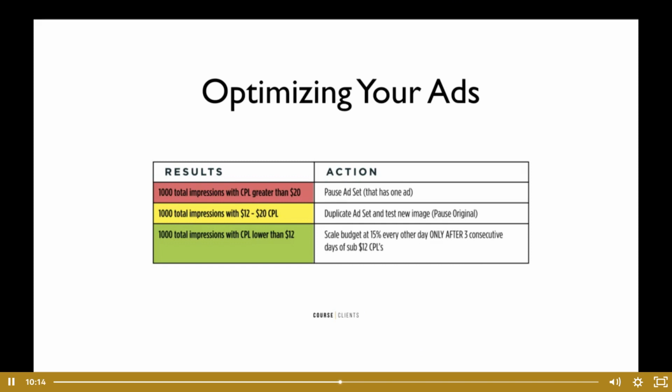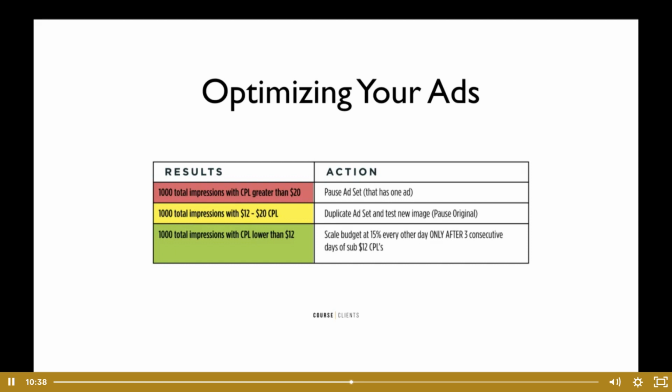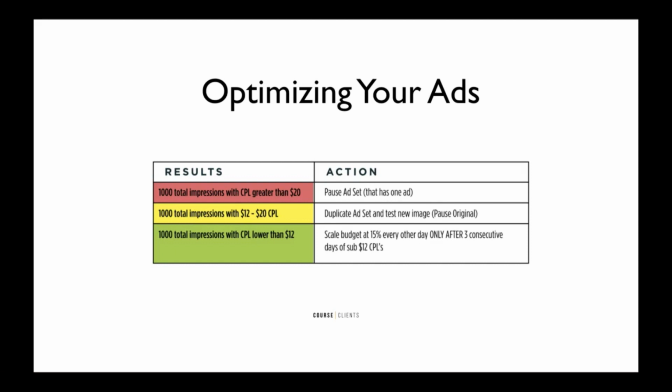If, however, you're in that $12 to $20 range, let's try and duplicate that ad or that ad set and try a different image. Things are working good, but there may be room for improvement. So if it's maybe the $12 to $15 CPL, I might leave it as is. If it's like 15 to 20, I'm probably going to take the action there on the right. Let's duplicate the ad set, test a new image, and pause the original one, and let's see if we get better results with a new image and drive that CPL down.